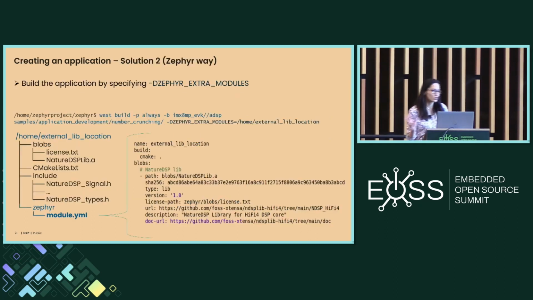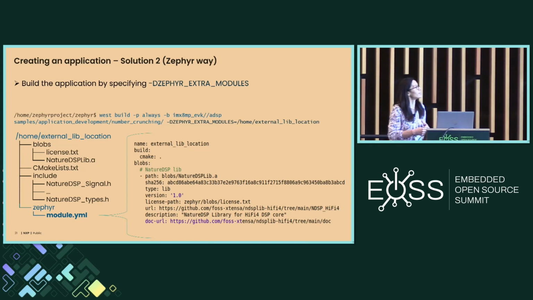Now, the second solution of how can we integrate our external code in Zephyr. This is the Zephyr way, I call it. That means that we are using the external module mechanism from Zephyr. For this, we need to add the ZEPHYR_EXTRA_MODULES CMake variable when building the application. This CMake variable is already used by the Zephyr CMake build system. So we just pass it when building the application.